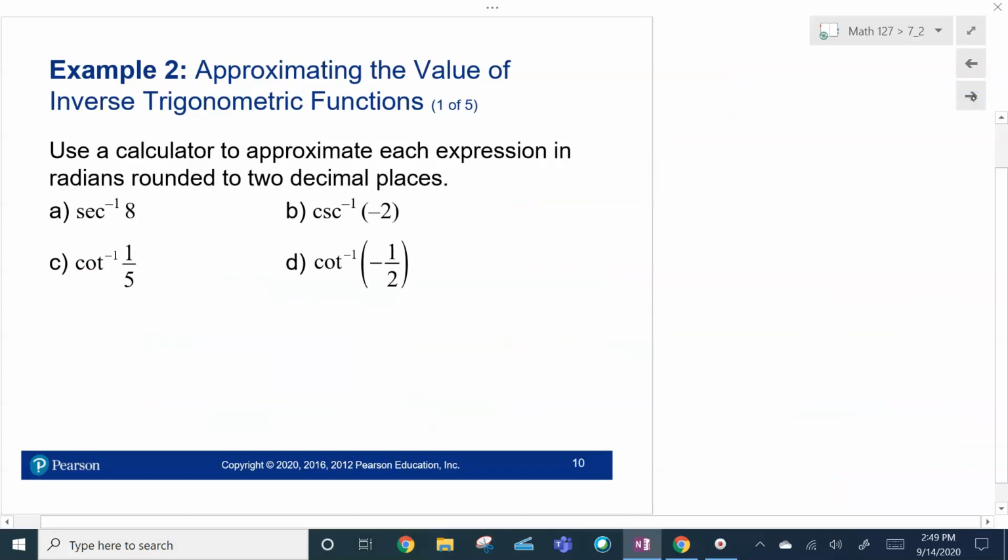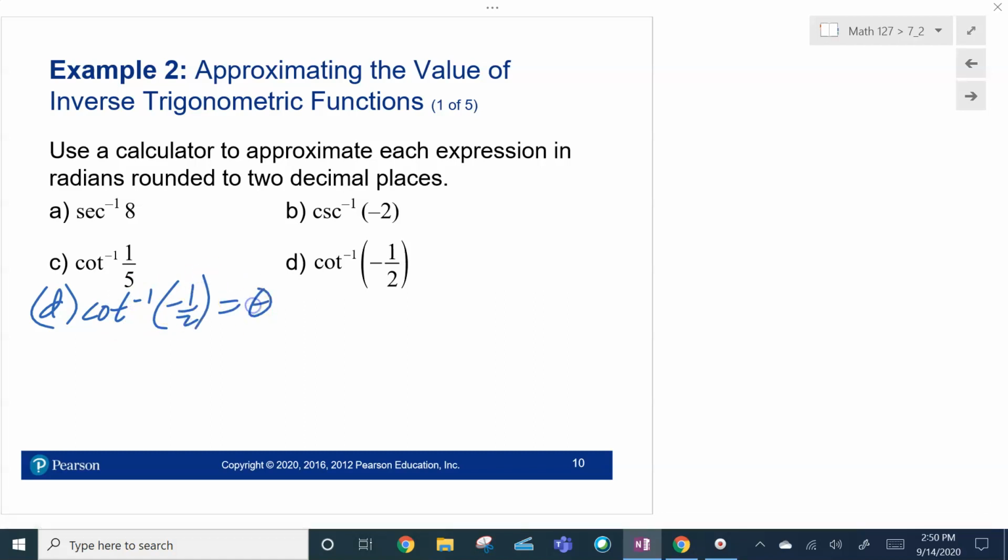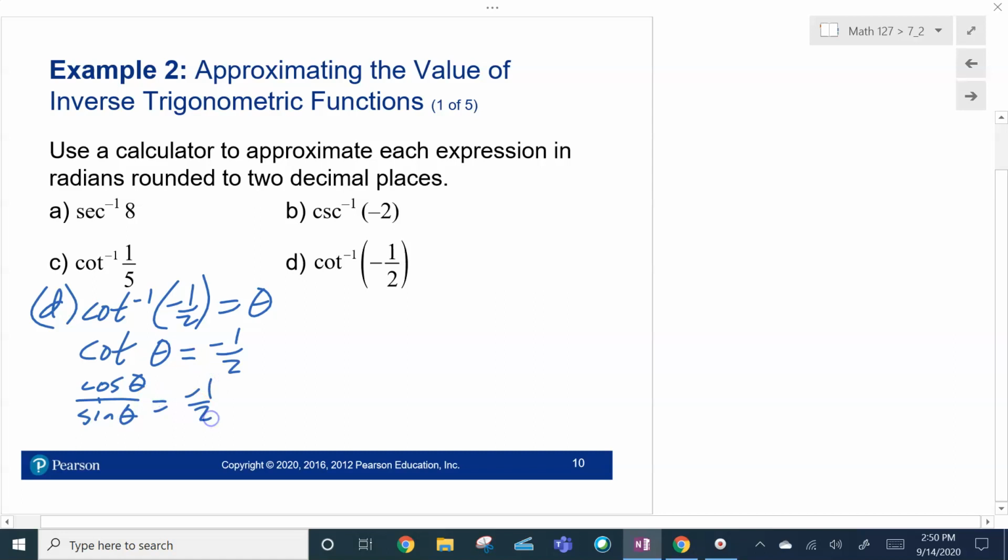The arc cotangent negative a half. So D. The arc cotangent negative a half. Set that equal theta. That means the cotangent of theta is negative 1/2. In other words, the cosine over the sine of theta is negative 1/2. And this is where your theta, if you remember, is less than pi and greater than 0.